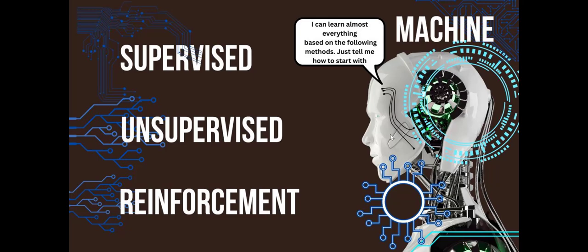And the third is reinforcement learning. This is where the machine learning algorithm interacts with an environment, learning from experiences to maximize a reward signal. The goal is to learn a policy which maps states of the environment to actions, so that the algorithm can make decisions that lead to the highest reward. Examples of reinforcement learning include game playing AI and robotics.